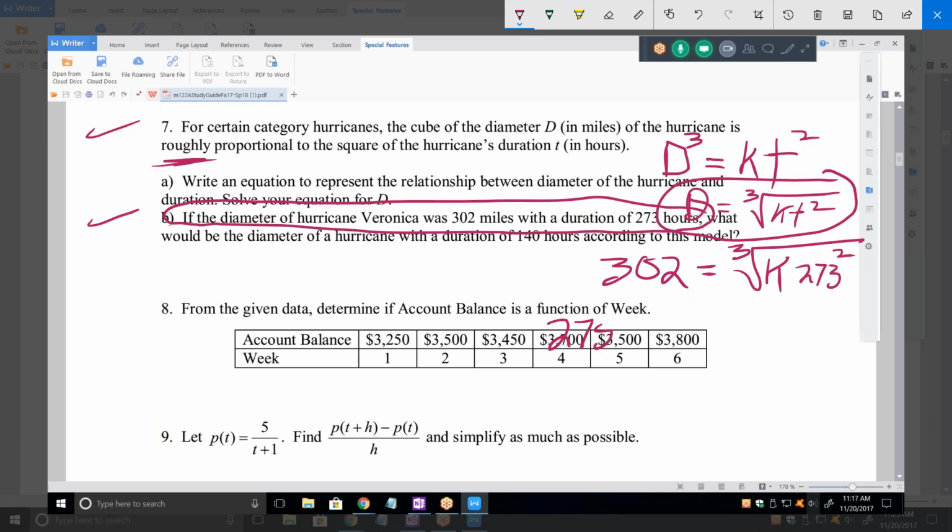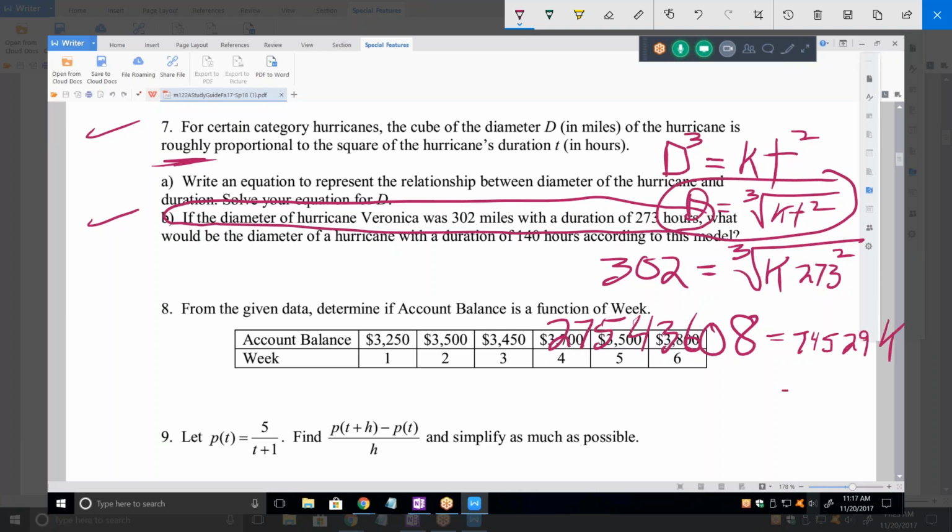275 43608. Okay. What's the right side? It's just k times 273 squared. Go ahead and square 273. 74,529. Yep, times k.